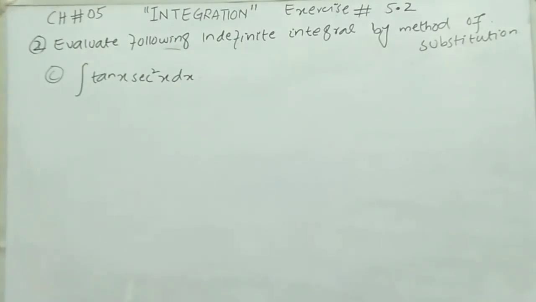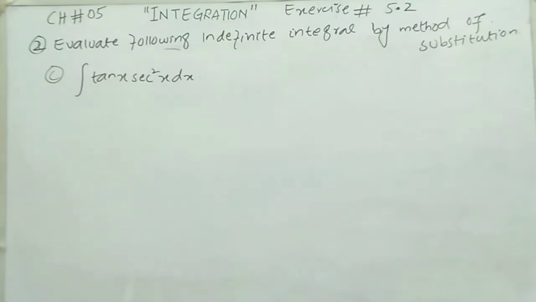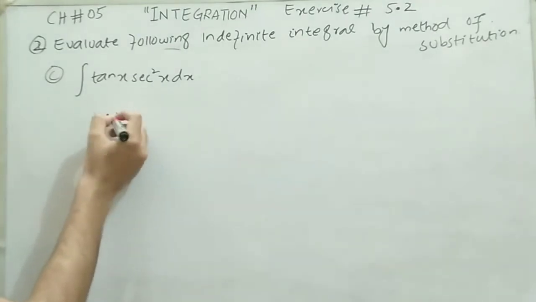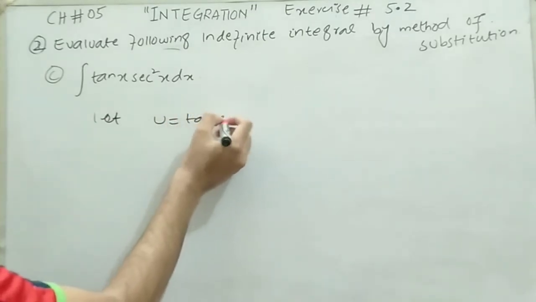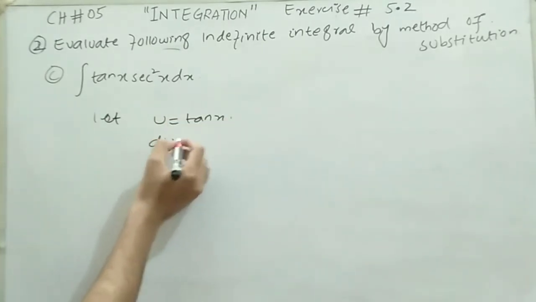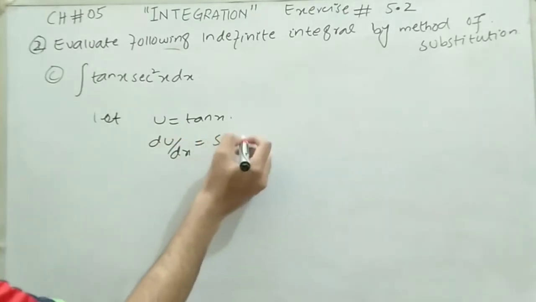Now move to part C: the integral of tangent x secant square x dx. Find the indefinite integral. Let's suppose in this part C, tangent x is equal to u. Now taking the derivative of both sides, du by dx will be the derivative of tangent x, which is secant square x.